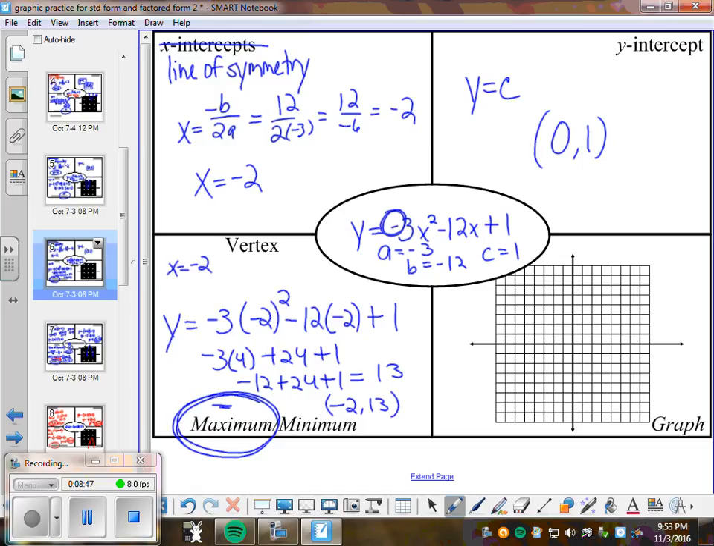Now, graph. Negative 2, 13 is going to be up here because we only go to, excuse me, 8, 0, 1. It's a maximum, so I know my graph goes down. So I'm going to sketch it as such, not a very symmetrical shape. Sorry. All right. Make sure you put this in your y equals negative 3x squared minus 12x plus 1, and make sure this graph looks like that.